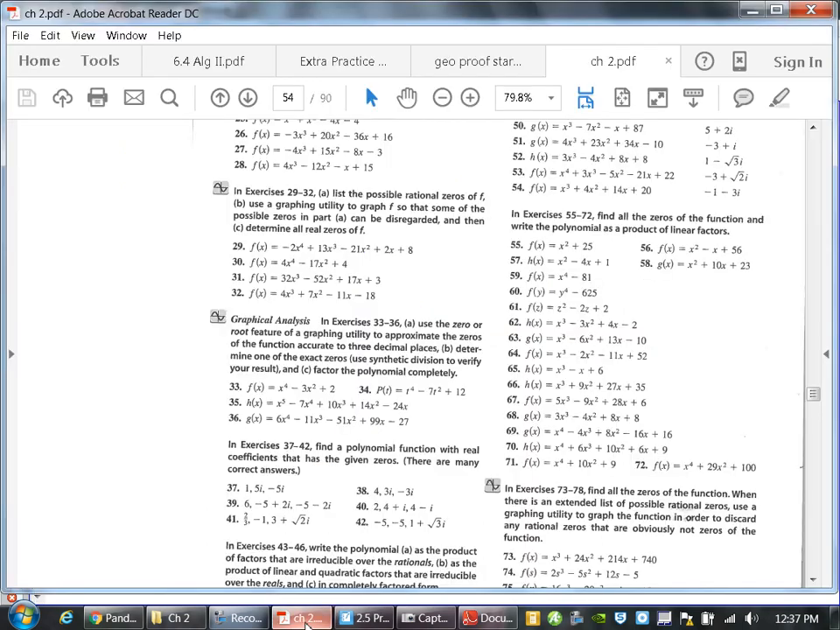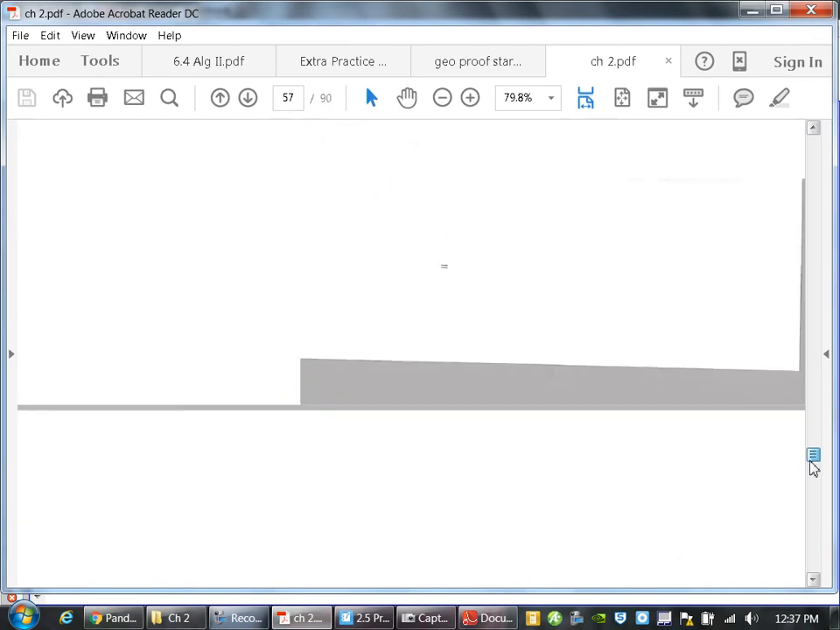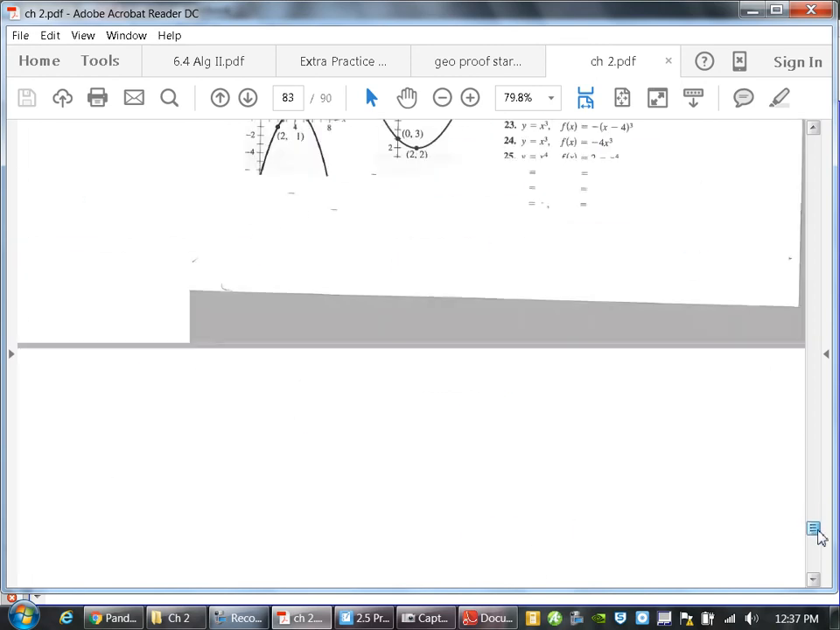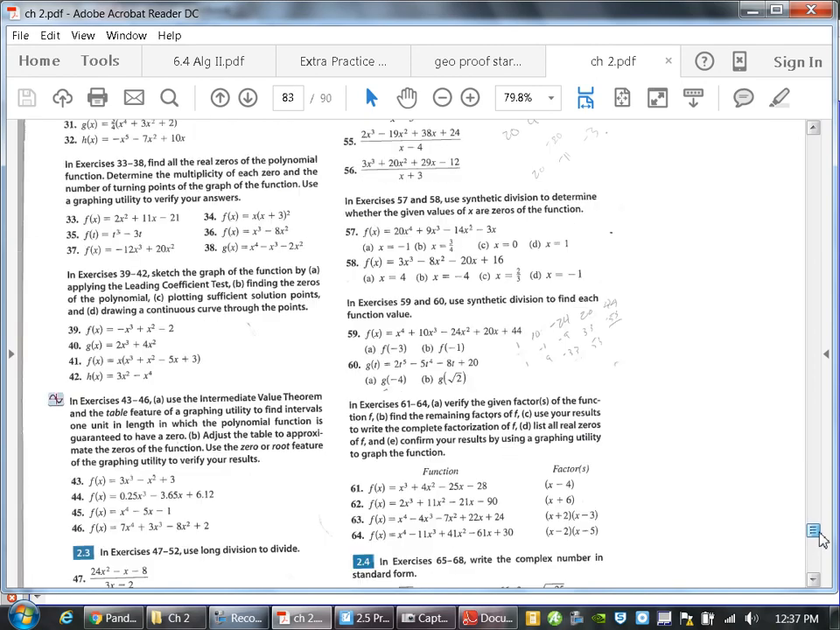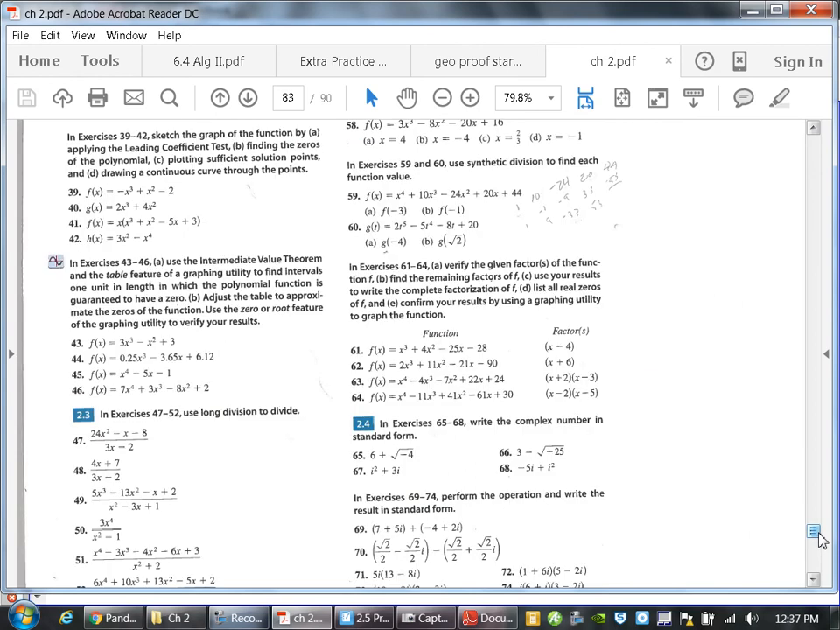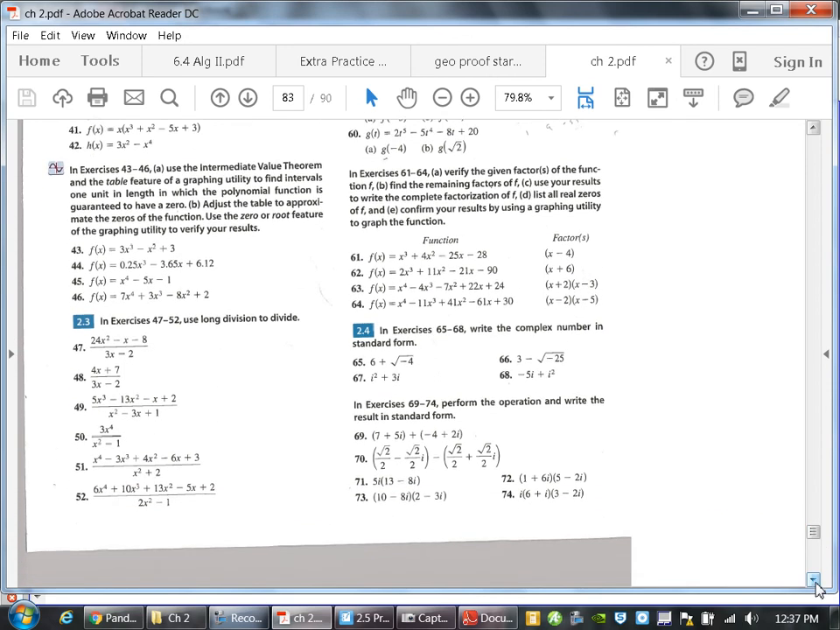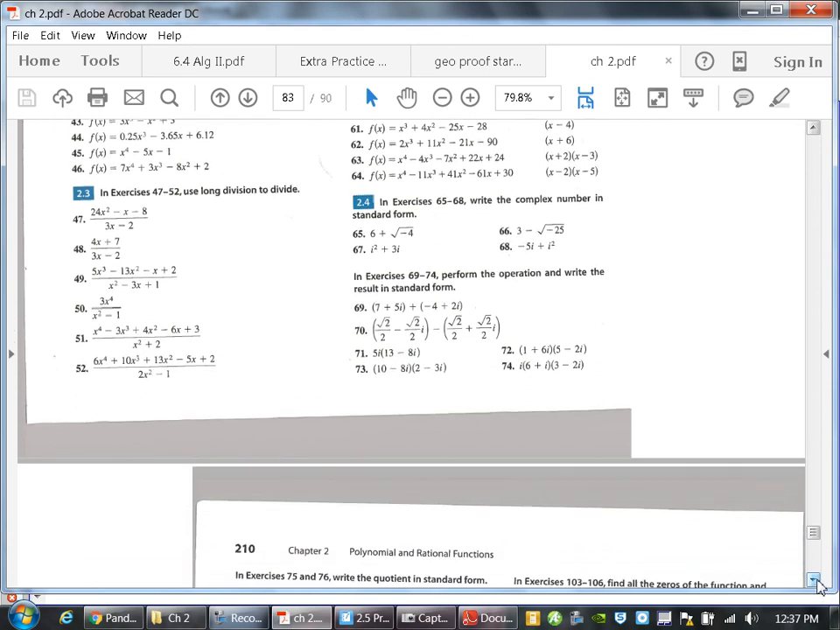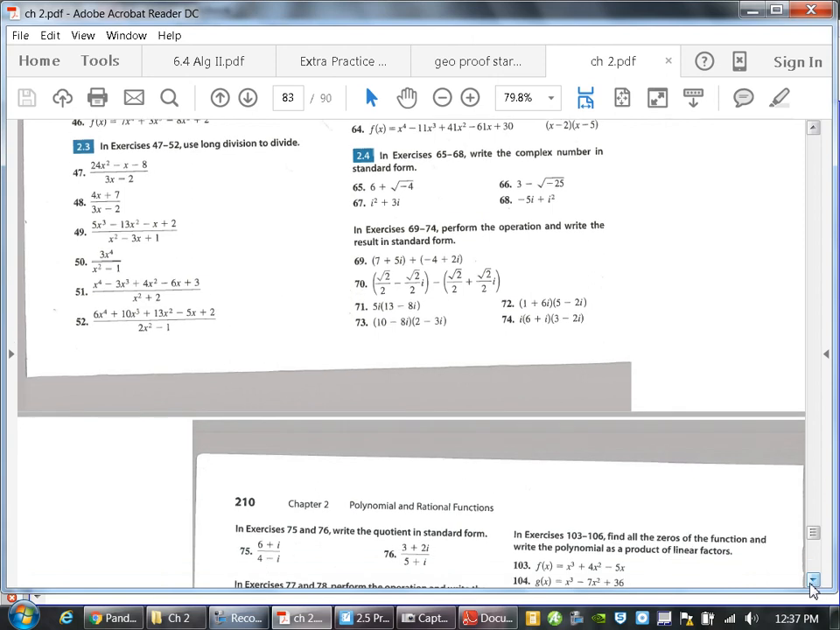In the book itself, in the chapter, there's a chapter review, around page 209. What you guys will see here is that it breaks things down into the different sections, and it does a really nice job of it. We're only quizzing over 2.4 and 2.5.